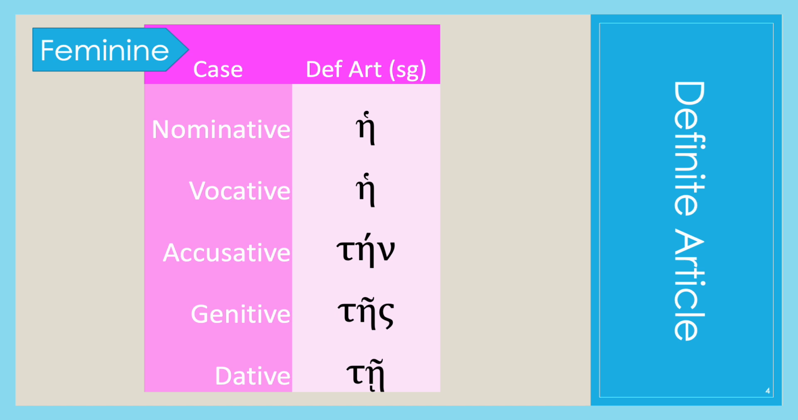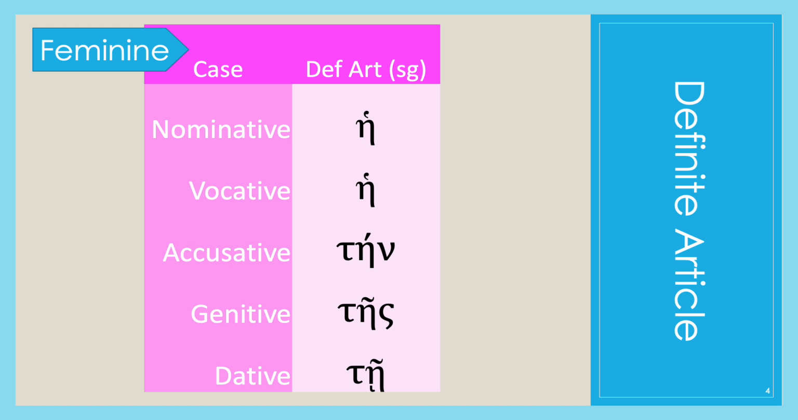Firstly, we will look at the feminine. If you need to remember what nominative, vocative, accusative, genitive and dative mean, then you can check out the video on English grammar, which will explain those, although I will make reference to them in this video.